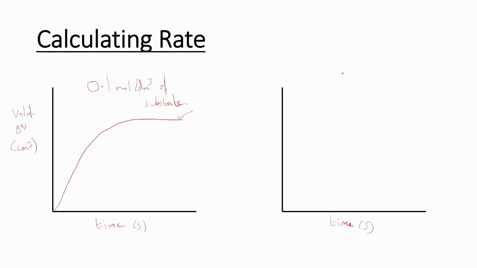Now let's say I do the same experiment, I repeat it, but at a different concentration of substrate. Let's say 0.2 moles per decimeter cubed of substrate. I should expect the rate to be higher here. And indeed it is, so let's say the slope of the curve will be steeper.